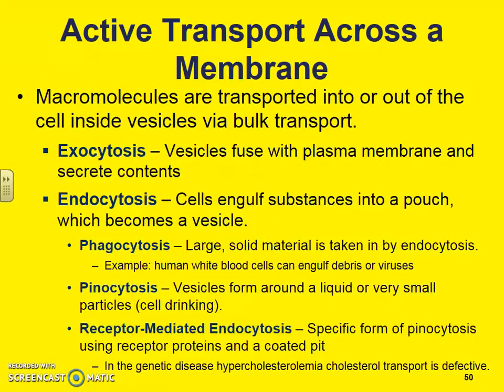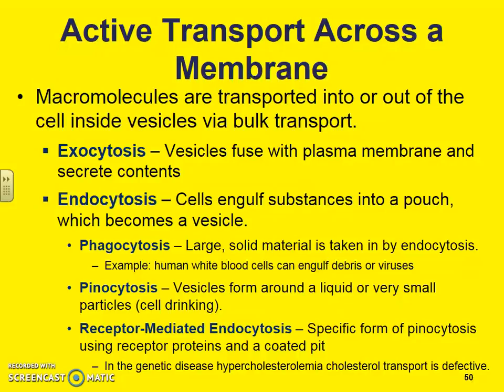Macromolecules are transported into or out of the cell inside of vesicles. This is considered bulk transport because it won't go through the membrane. It actually has to have the membrane surround it and either pull it into the cell or get rid of it out of the cell. You need to know the difference between exocytosis and endocytosis. Both of these are active transport because they require energy in the form of ATP.